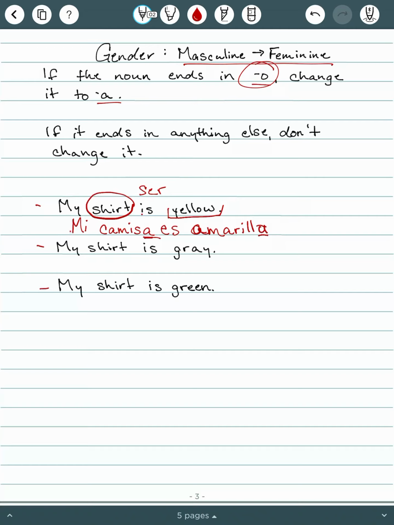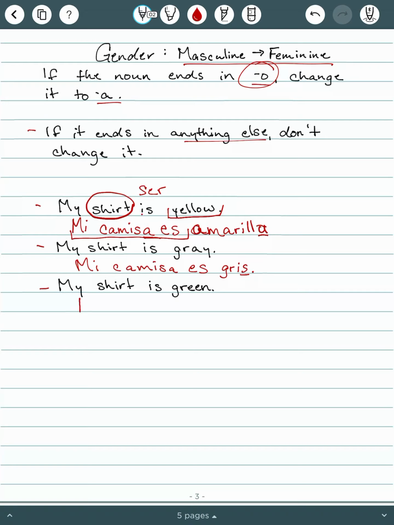This next one, my shirt is gray. So we've already figured out my shirt is, mi camisa es. Then we need to know the word for gray. We can go to WordReference and find gray. You can go to your textbook and find the word gray. Generally for Spanish 1, I say stick with your textbook. Sometimes there's more than one word for the same thing, and we want to stick with our textbook for now. So the word gray you'll find is gris. So that is not an O, so it ends in something else, so we are not going to change it.